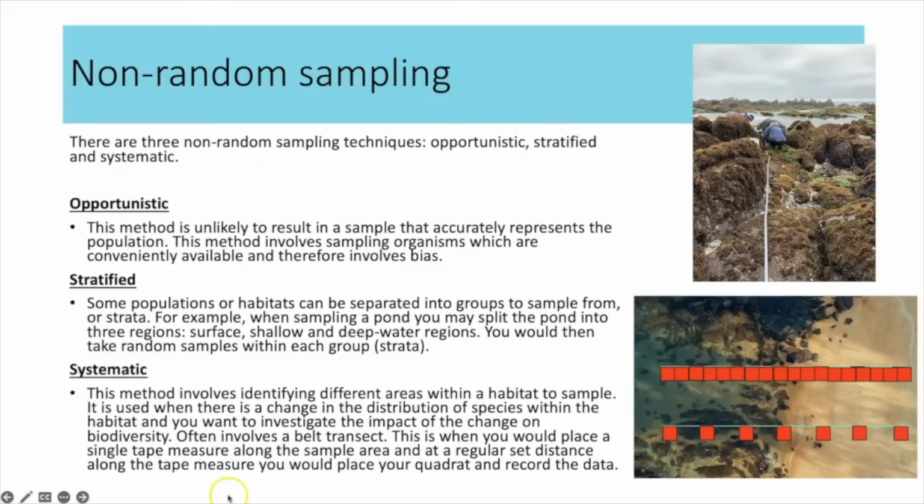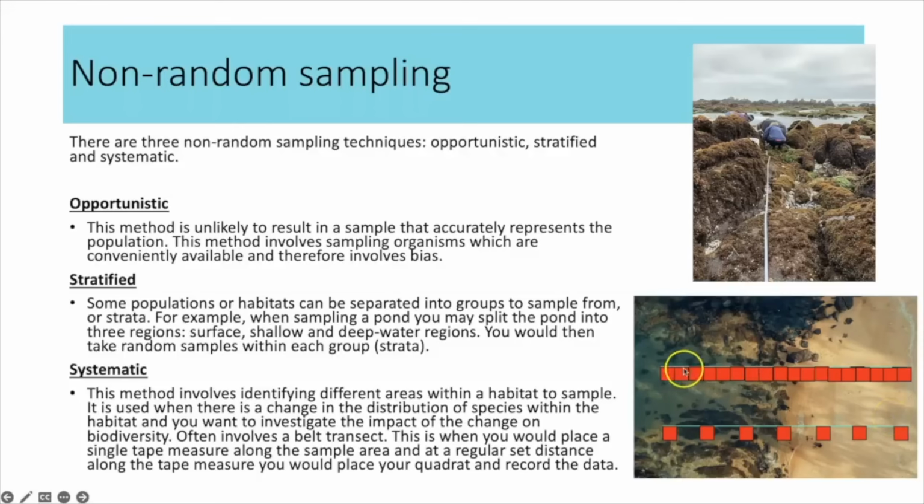Or it could be systematic, which is what these 2 pictures are showing, where you're using a belt transect. And we typically use systematic if you want to examine a change in the distribution of species within a habitat. And that's what we can see here, looking at going from the shore working backwards to see, is there any difference in the species diversity, perhaps, or species richness, as you move further away from the ocean.